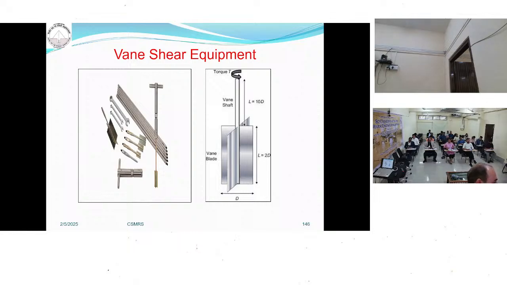So what we do here is make a borehole and drive this vane into the ground, and with the help of the torque applicator, you rotate this vane. Whatever torque is required, on the basis of that you calculate the strength of the clay soil. It gives you the undrained shear strength of the soil.